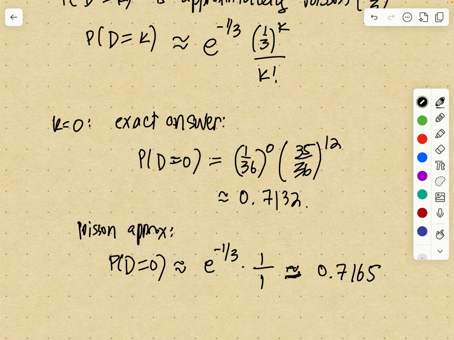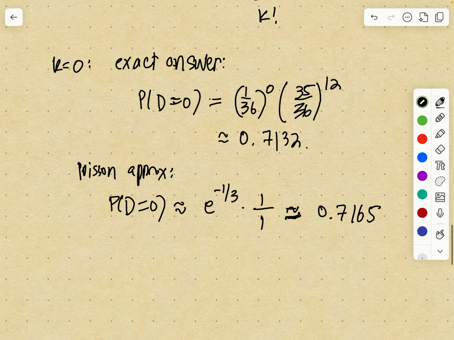Right? We get 0.71 to 2 decimal places either way. So a pretty good approximation. What about k equals 1? Well, we just do the same thing, right?